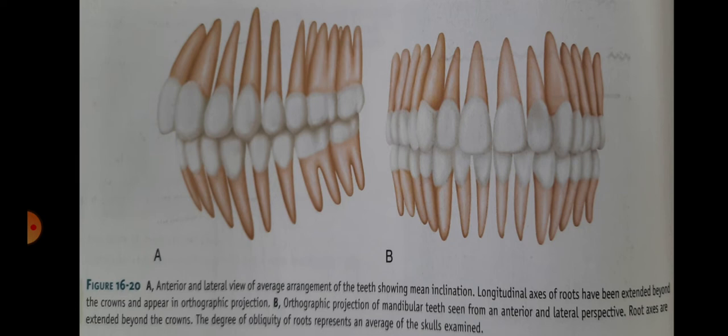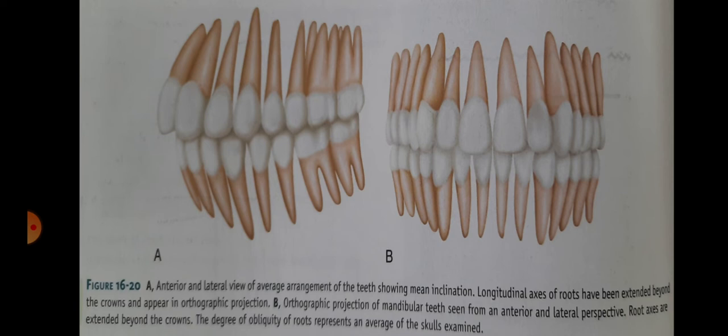mean inclination, longitudinal axis of the roots have been extended beyond the crowns and appear in orthographic projection. And picture B showing orthographic projection of mandibular teeth seen from an anterior and lateral perspective. Root axes are extended beyond the crowns.